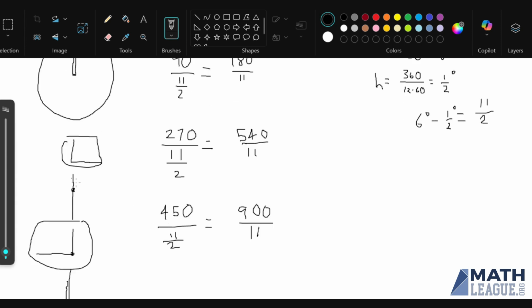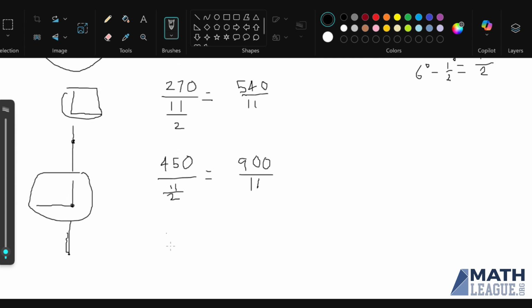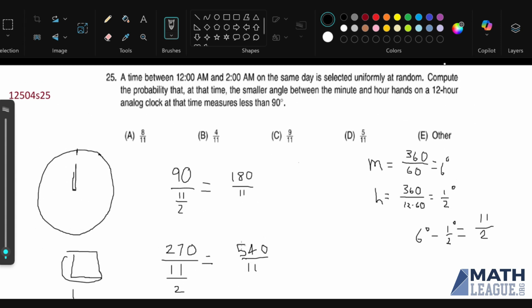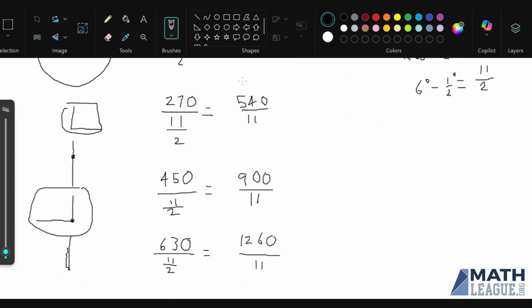We don't care about transitioning from this point, but we do for this one, so our next consideration is not 540, but 630 over 11 over 2, or 1260 over 11. And notice that between 12 a.m. and 2 a.m., there's a total of 120 minutes.